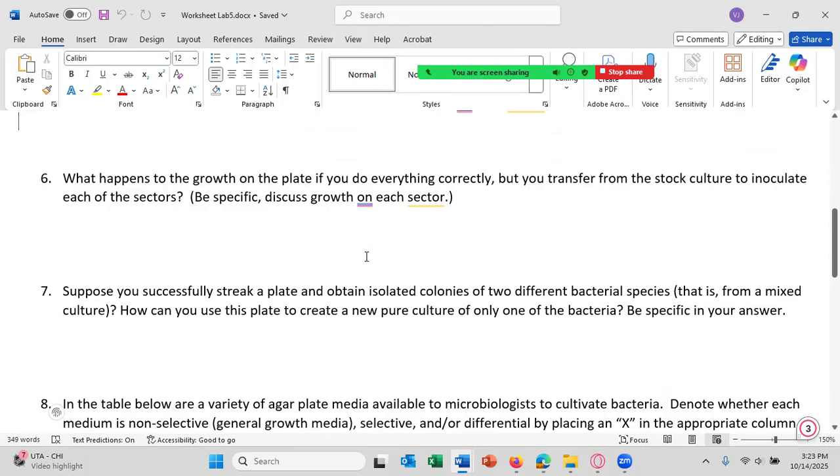All right, 7. Suppose you successfully streak a plate and obtain isolated colonies of 2 different bacterial species. That is, you started from a mixed culture. How can you use this plate to create a new pure culture of only one of the bacteria? You must be specific in your answer, going through all of the details you need to get an isolated pure culture.